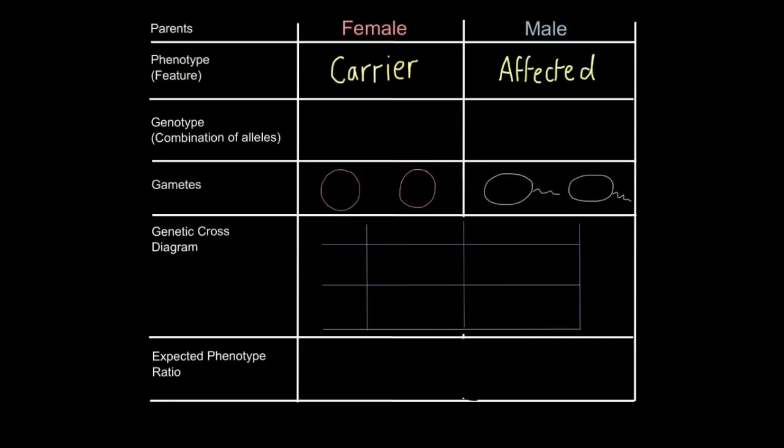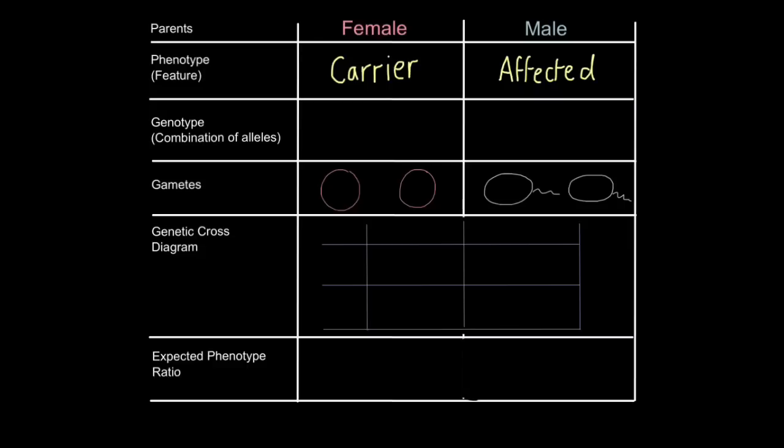So whenever you perform a genetic cross, you must lay it out like this, with parents first, then the phenotype, the feature the parents possess, then the genotype, the combination of alleles which the parents have inside their nucleus for that feature, then the gametes, the sex cells they produce, then finally the genetic cross, after which we interpret the data to get the expected phenotype ratio. In other words, what are the chances that the baby will develop certain characteristics. It becomes very easy once you work through it.